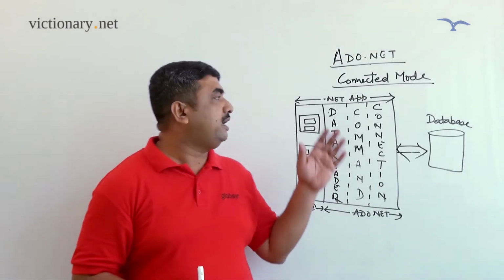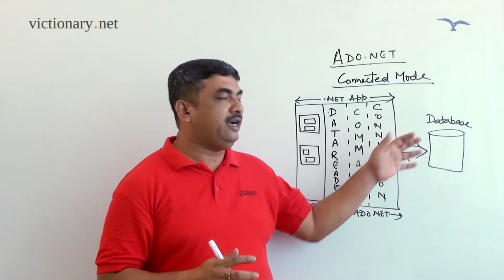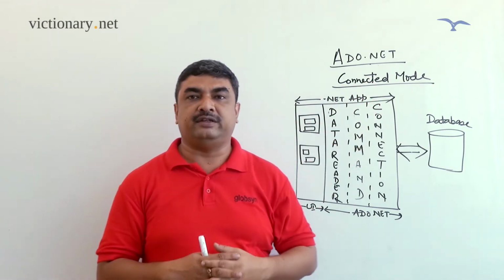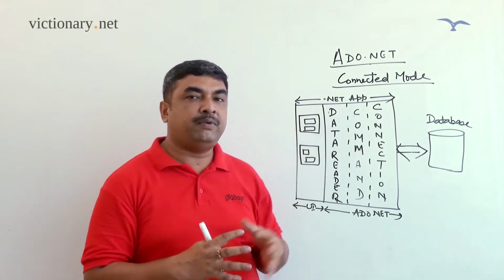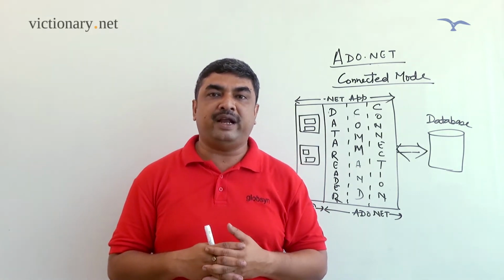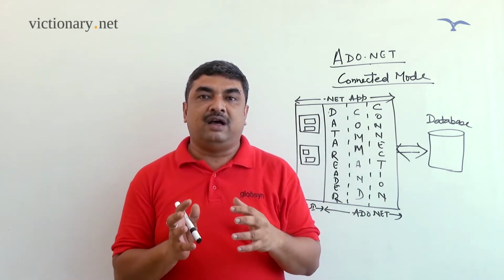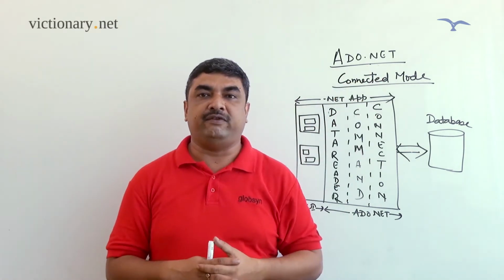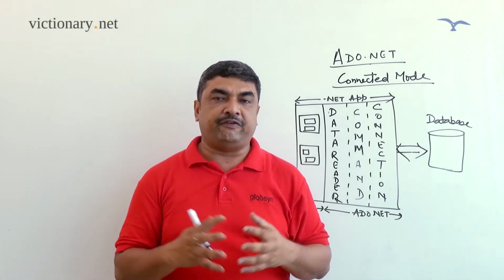Now in case of connected mode, a .NET application connects to the database and there are three components of ADO.NET which get involved here. Those three components are connection component, command component and data reader component. Right now I am terming these as components, but when I go to the code, each of these components will have respective classes which are present in the ADO.NET framework. Now let us understand the role of these three components in brief.